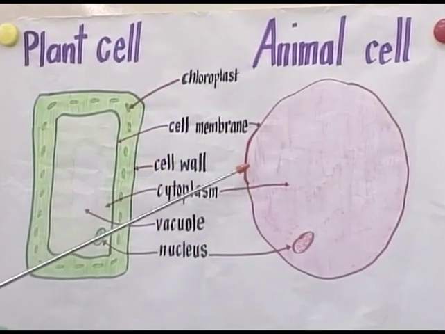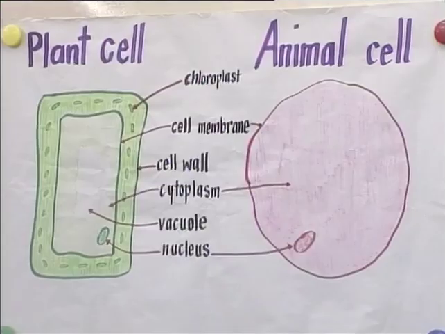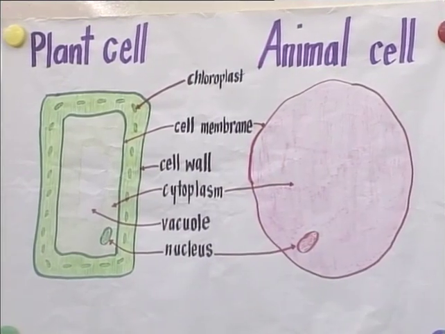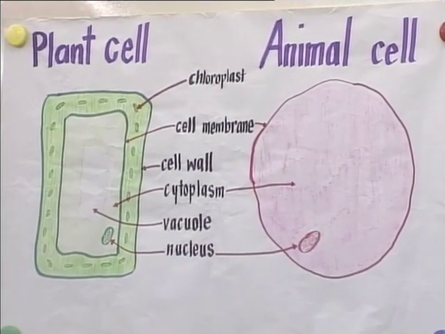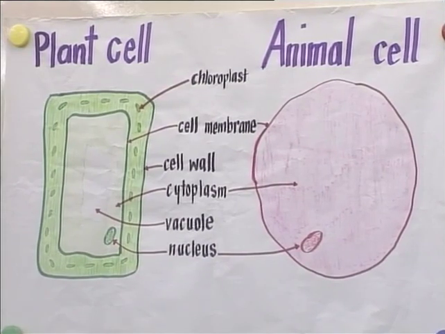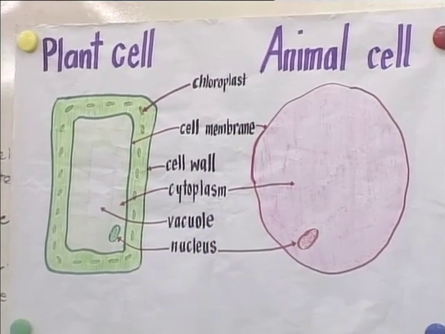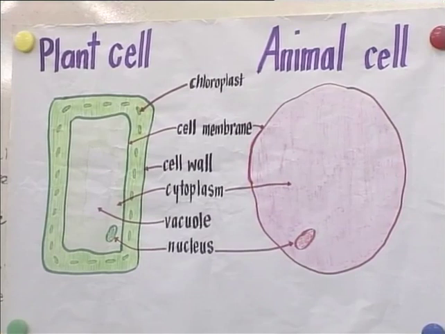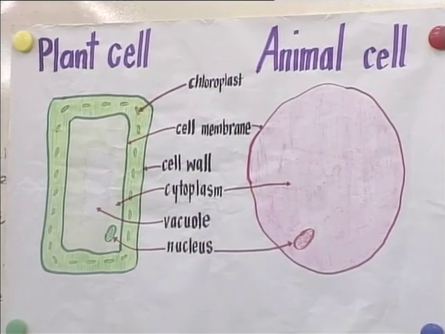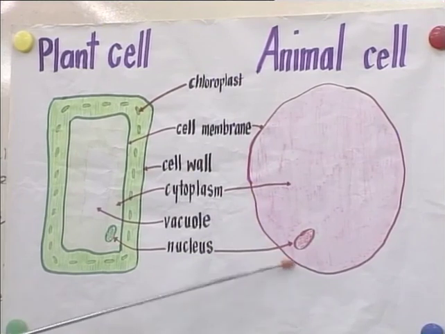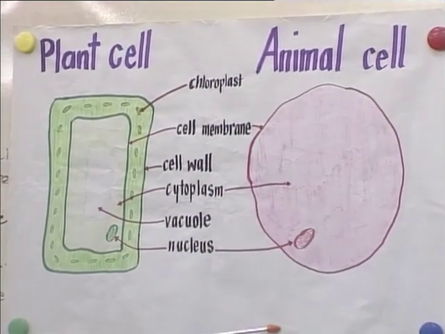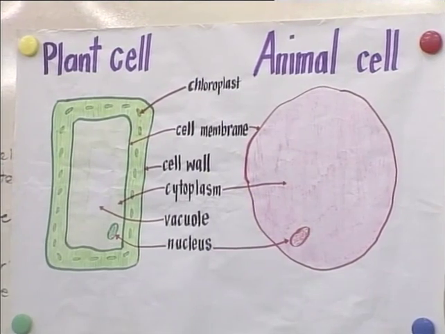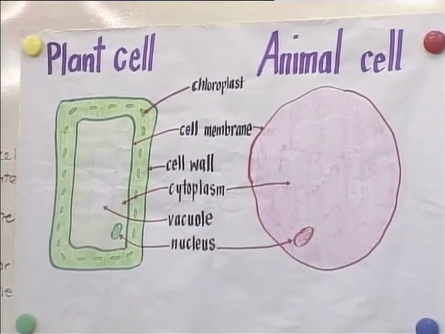Why can't an animal cell have cell wall? Why? Animal cell has no cell wall. Why? Why is that? I saw some students labeling this part as cell wall on an animal. That is why we are trying to make it clear to everyone that animal has no cell wall. Why?